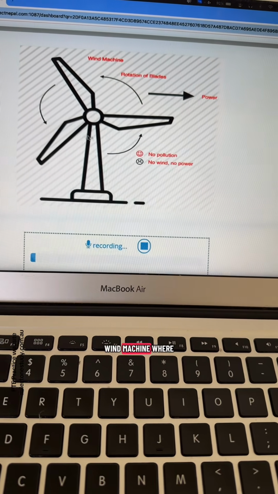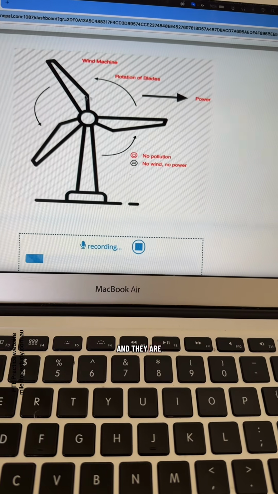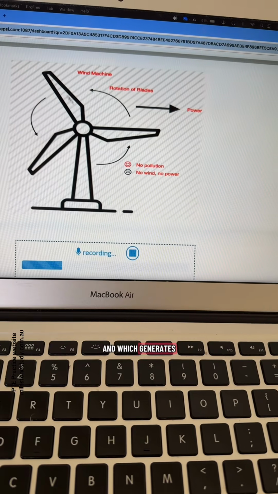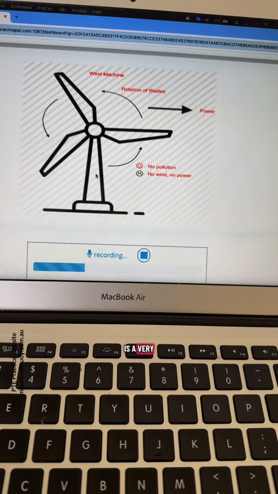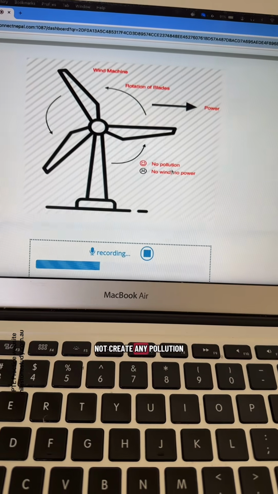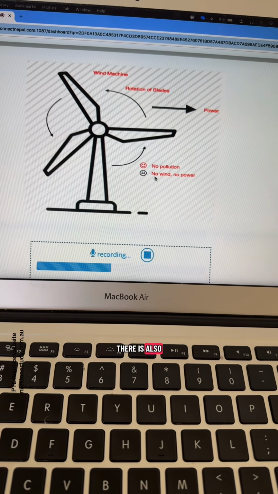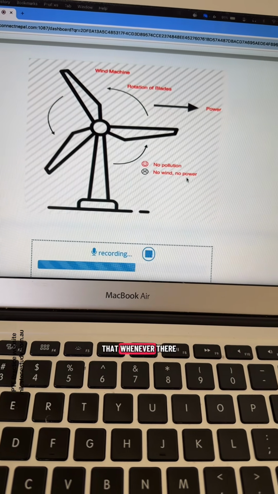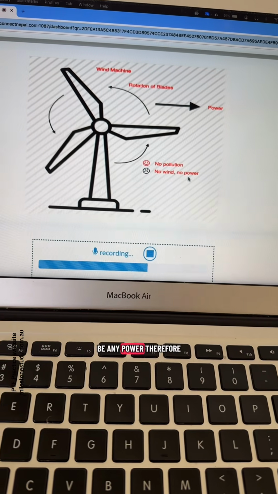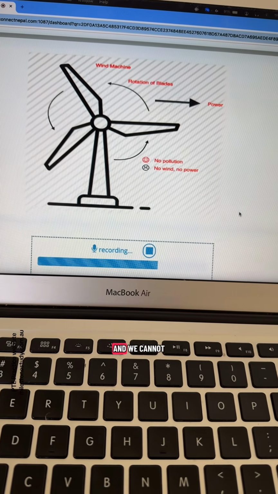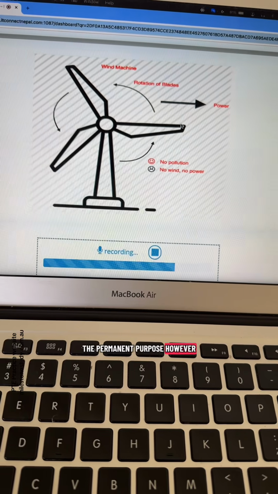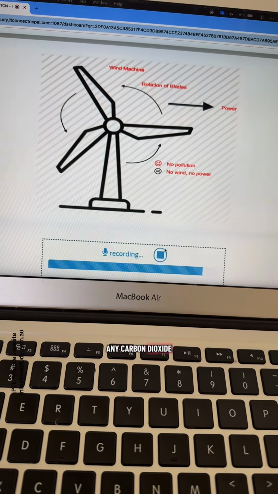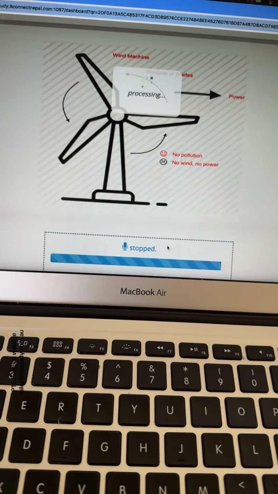This is a picture of a wind machine where we can see an equipment like a fan, and they are rotating in the anti-clockwise direction. We can see that the rotation of blades is happening, and which generates the power. The wind machine is a very small device here, and it does not create any pollution. So there is no pollution, and there is also no wind, means no power. That means there is a shortcoming, that whenever there is no wind, there would not be any power. Therefore, this is only for a temporary purpose, and we cannot use it for the permanent purpose. However, wind machine will save us a lot of money, and also it does not generate any carbon dioxide or any toxic chemicals.